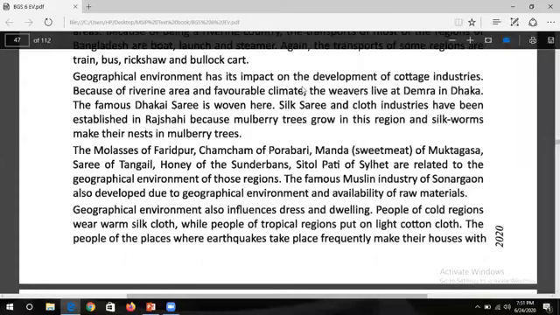The molasses of Faridpur, chom chom of Porabari, sweetmeat of Manda, sweetmeat of Muktagacha, sari of Tangail, honey of Sundarban, shital pati of Sylhet are related to the geographical environment of those regions. The famous muslin industries of Sonargaon also developed due to geographical environment and availability of raw materials. In the medieval age, this part of land was famous in the world for its muslin industry.